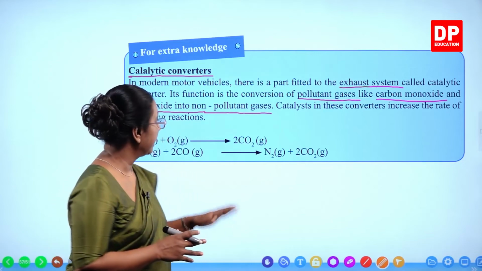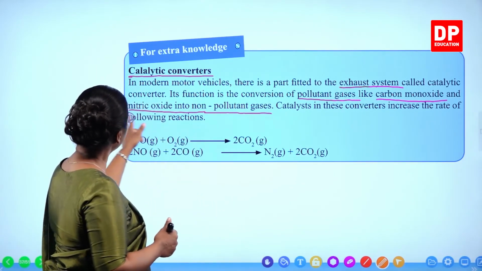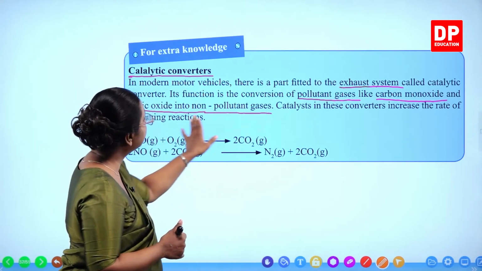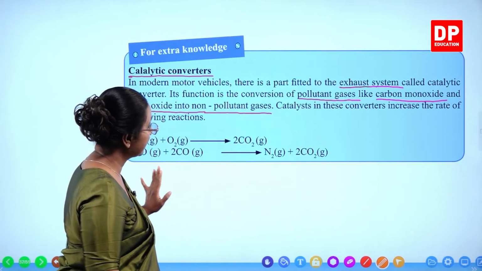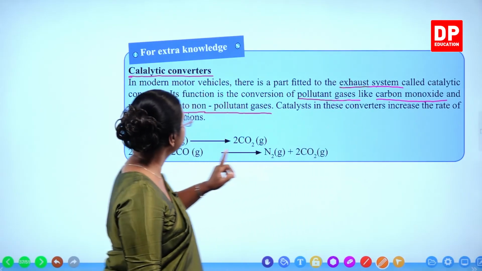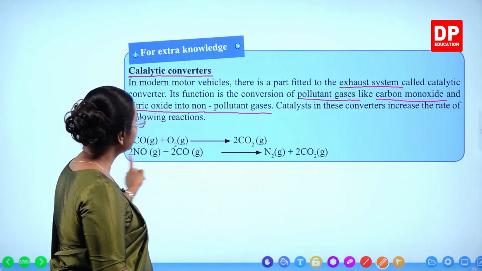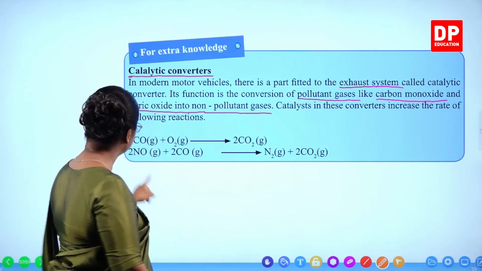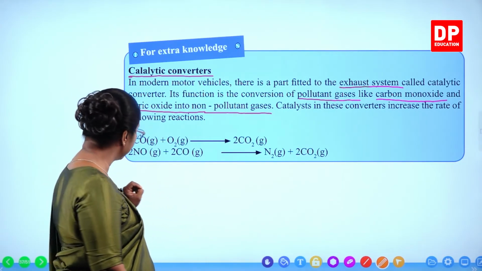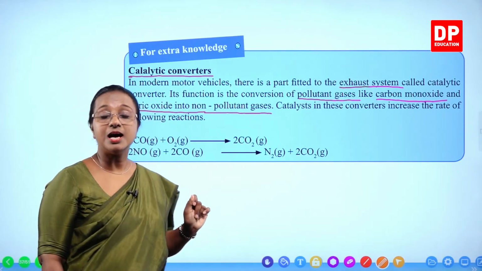So carbon monoxide is a toxic gas, and because of that, it has to be converted to a different form. Same goes for nitric oxide. Those are pollutant gases. They are converted to non-pollutant gases. Catalysts in these converters increase the rate of the following reactions. As extra knowledge, you should know these reactions, students. 2 CO gas, carbon monoxide, with oxygen becomes carbon dioxide.